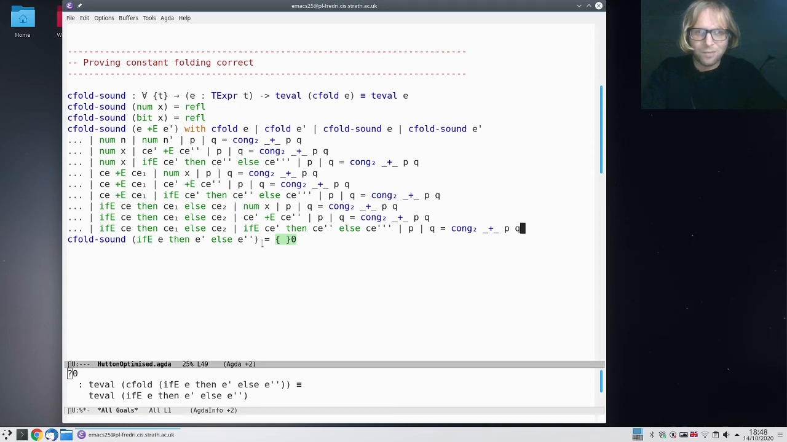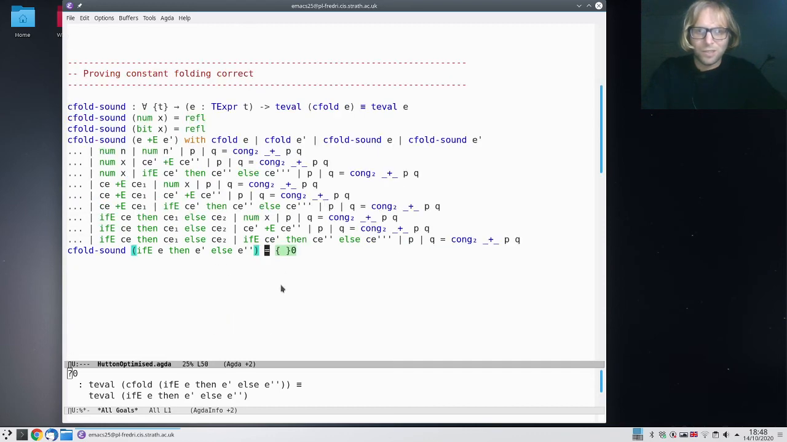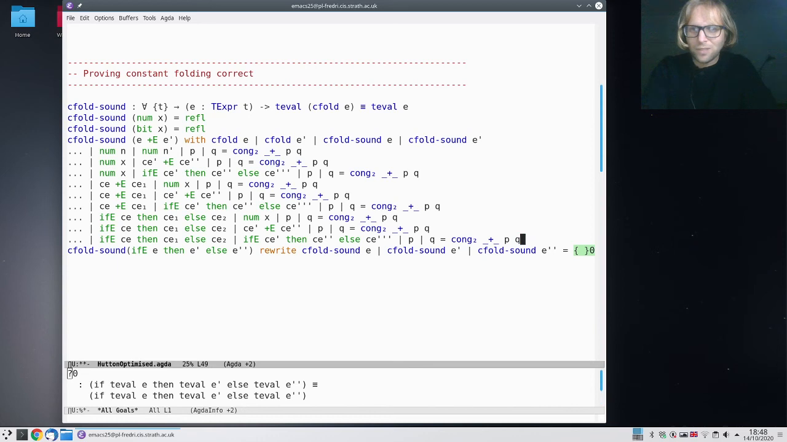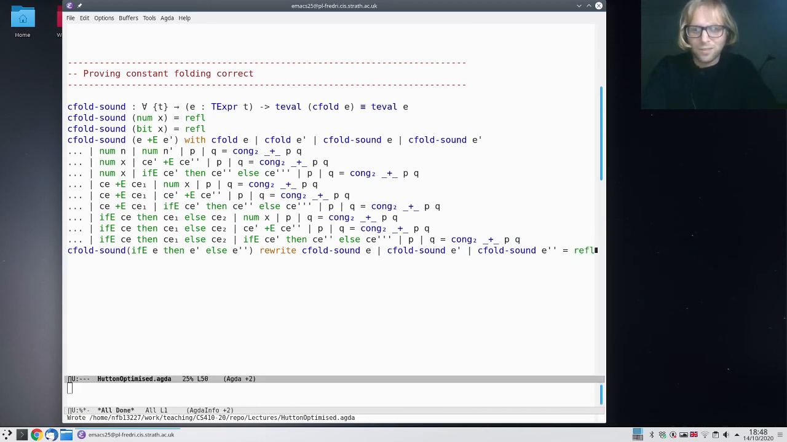And then finally here for the if, here in the optimization we just did it recursively, so we can also do the same thing here. And because there is no cong3 defined in the library, I'm going to be lazy and do it with rewrite instead. So this is c-fold sound of e and e prime and e double prime. And after I've done all of these rewrites, then I can do the rest with refl.